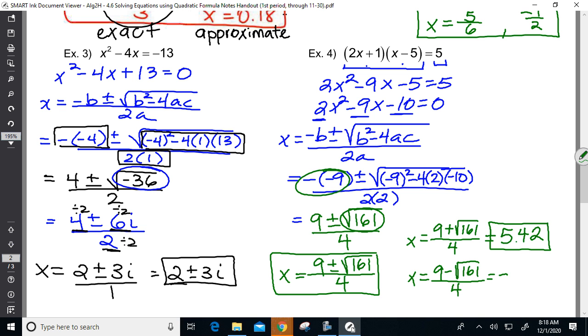And one of your answers is -0.92. So there's your 2 sets of answers. One of them is the exact answer, one of them is the approximate answer.